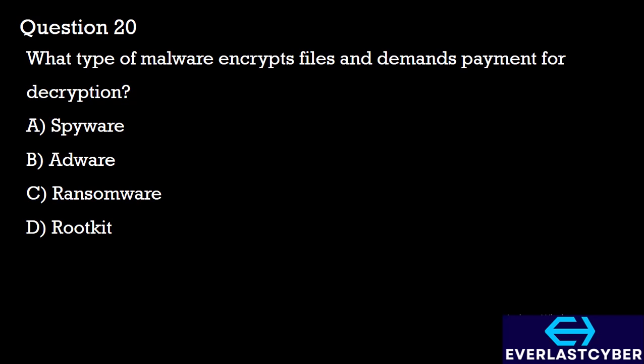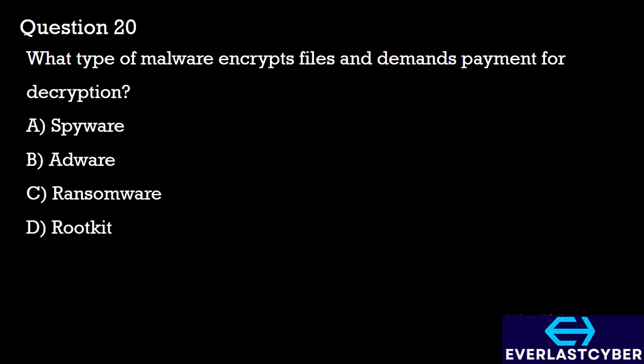Question 20. What type of malware encrypts files and demands payments for decryption? A. Spyware. B. Adware. C. Ransomware. D. Rootkit. Spyware is designed to monitor and collect information about a user or system without their knowledge, but it doesn't encrypt files for ransom. Adware displays unwanted ads on a system, typically for profit, but it does not encrypt files or demand payment.